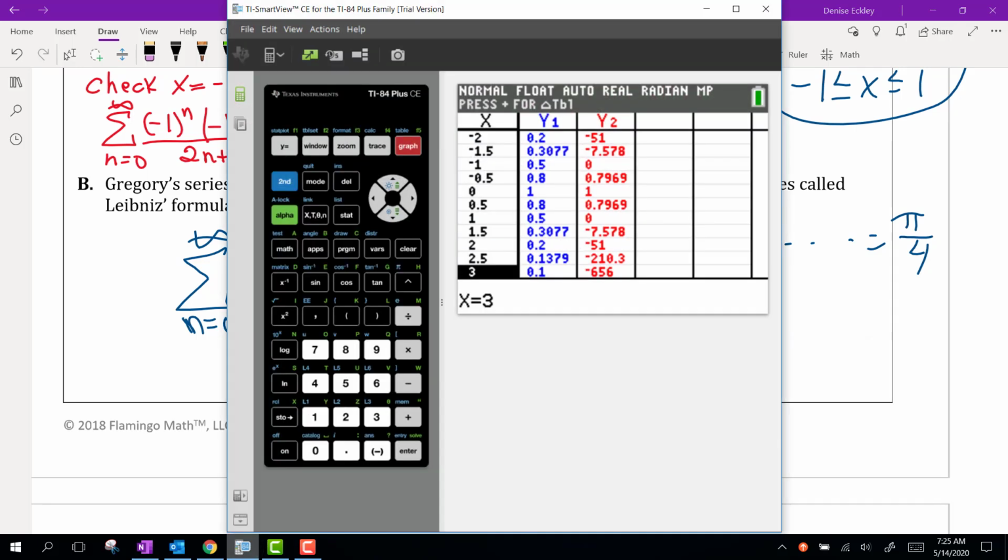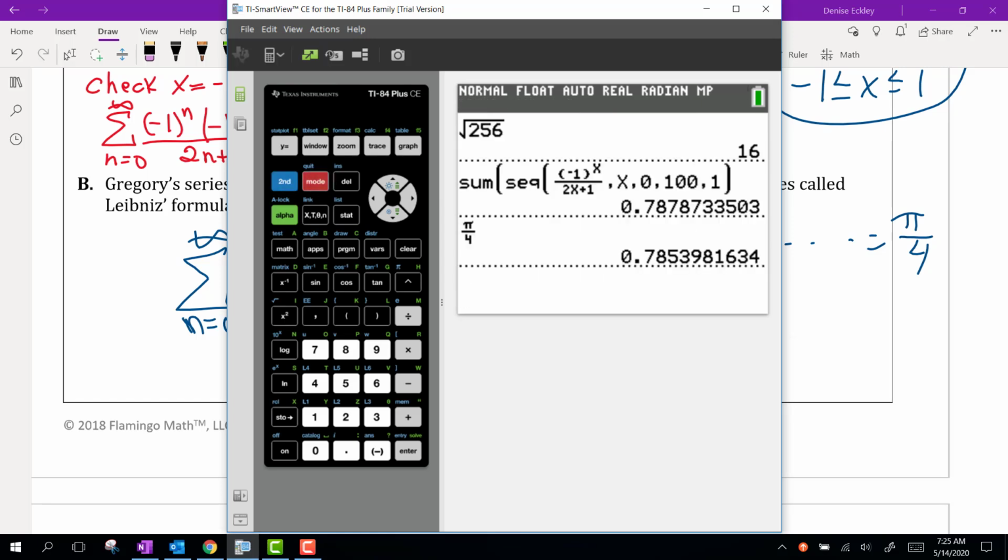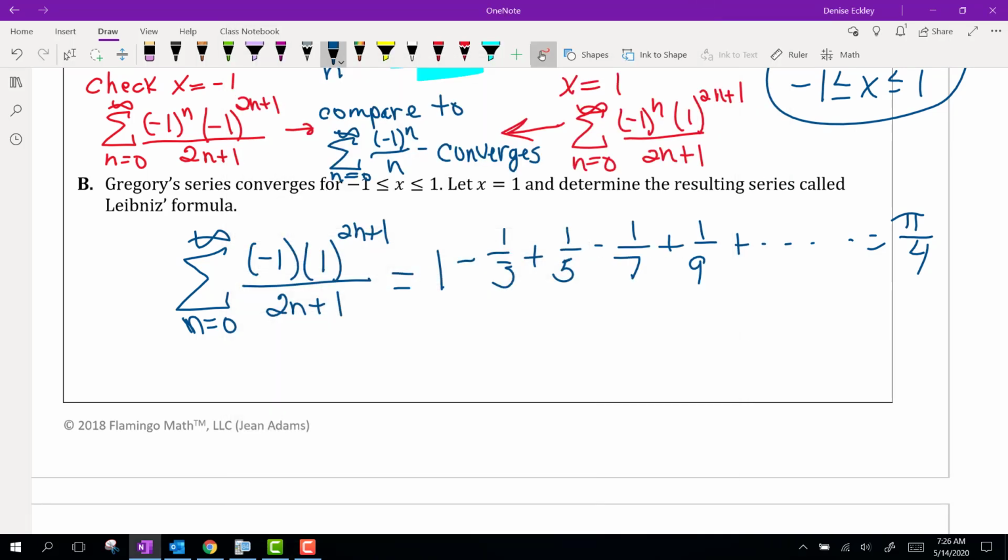So I actually did it in a calculator. Let me show you this. This was pretty cool. So I put in the summation and I did 100 terms, and I got 0.78787333503, and then I figured out the decimal equivalent of pi over 4, and that was pretty close, and that was only for 100 terms. So if I do even more terms, these two values would be very, very similar. So that's a very interesting thing to show you how accurate these power series can be.